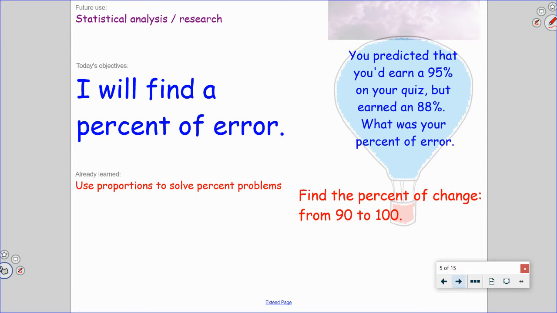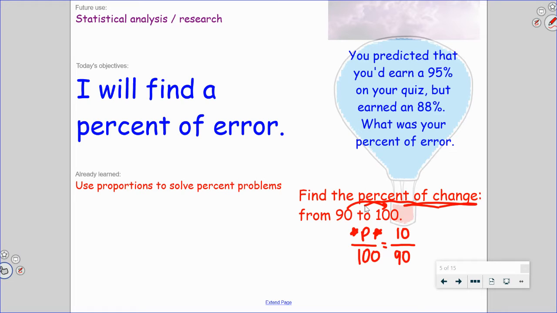And again, since we've been learning about percentages for a while, we would set up a ratio equal to another ratio. This is percent of change. We always put the original amount from 90 to 100, goes up 10, and now we can find the percent that it changes. Here we're not looking so much for change. We're looking for how far were we off.